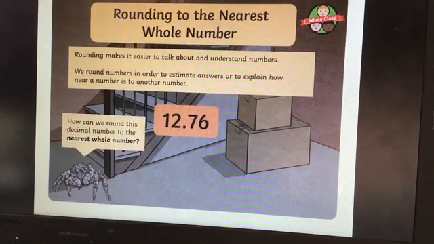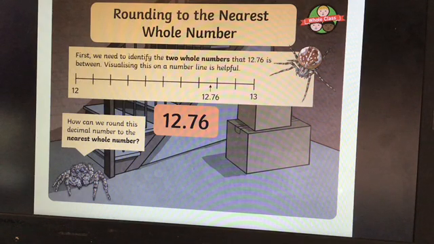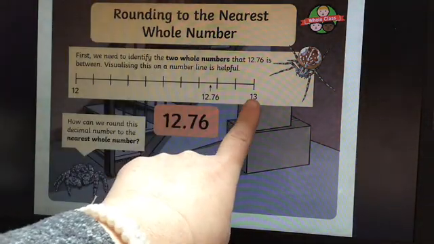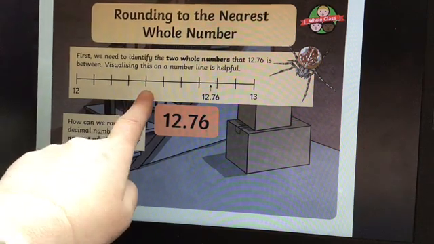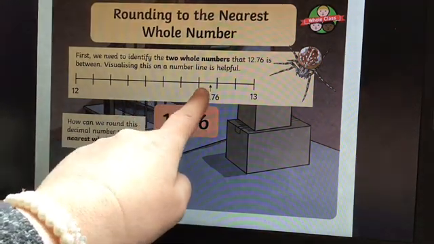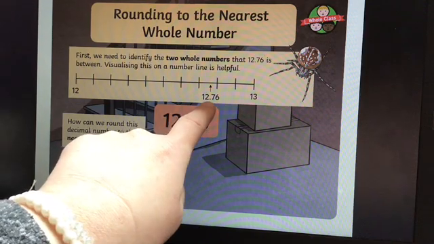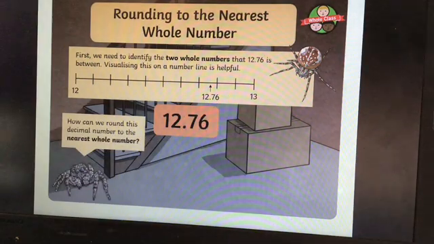This time I'm going to look at 12.76. So think about how I'm going to start, how I can round it to the nearest whole number. Yeah, you've got it. I'm going to put it on a number line and see where it would appear. Here's 12 and here's 13. 12.1, 12.2, 12.3, 12.4, 12.5, 12.6, 12.7 and 12.76 is just below 12.8. Now, if I'm looking at the number line, I can see straight away which whole number it's nearest to. It's nearest to 13, isn't it?